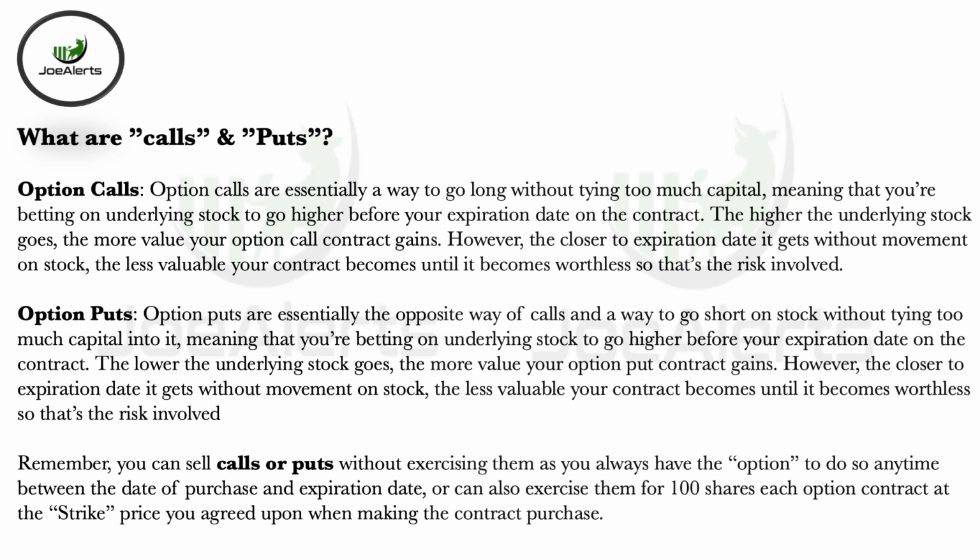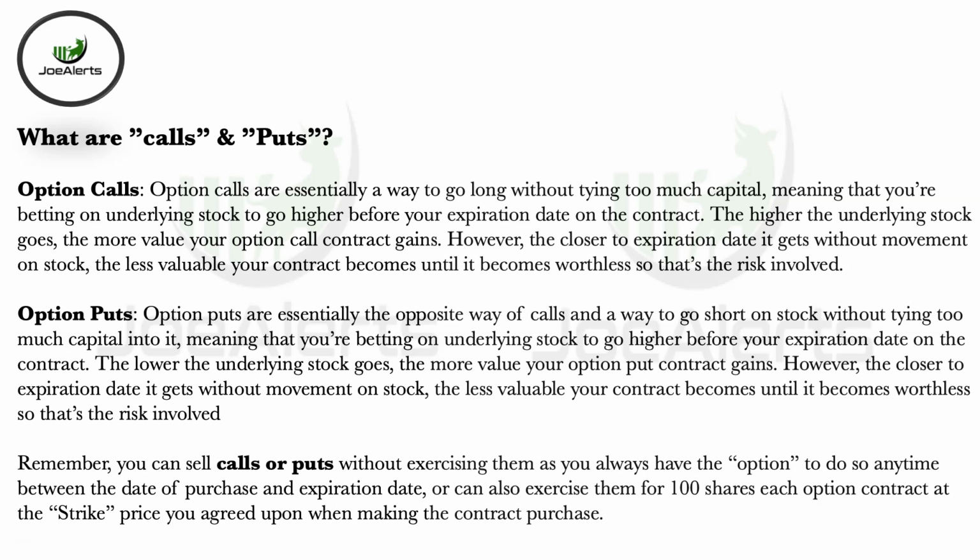Remember, you can sell call or put contracts without exercising them, as you always have the option to do so anytime between the date of purchase and the expiration date. So you don't have to wait until the expiration date of the contract. You can exercise them, or you can just sell them and flip them outright. Or you can exercise them for 100 shares per option contract at the strike price you agreed upon when making the contract purchase, assuming that it has hit your strike price or higher.